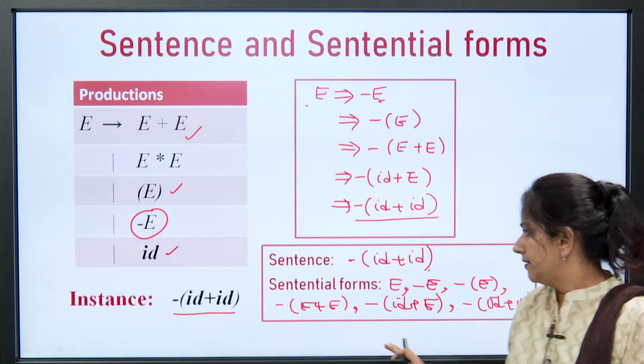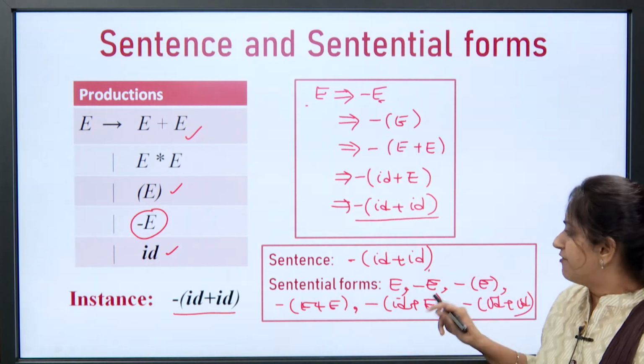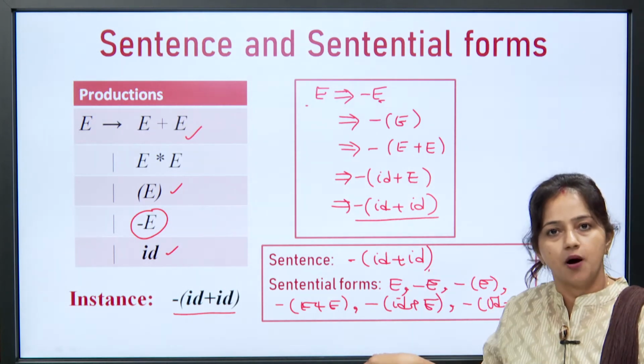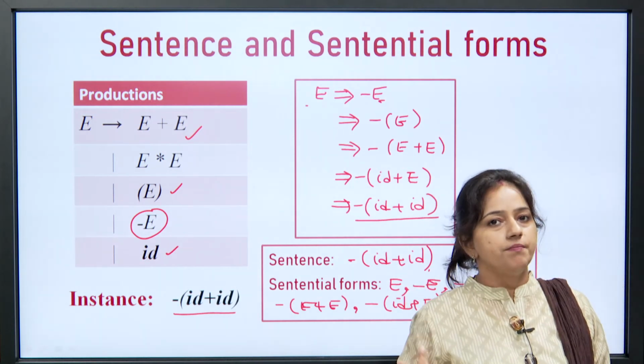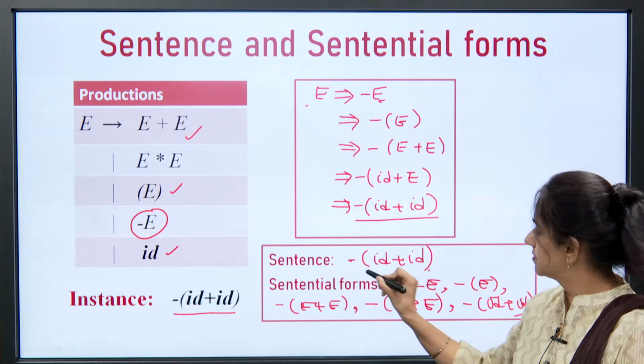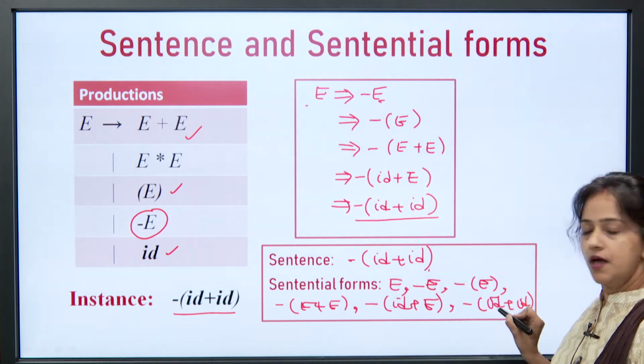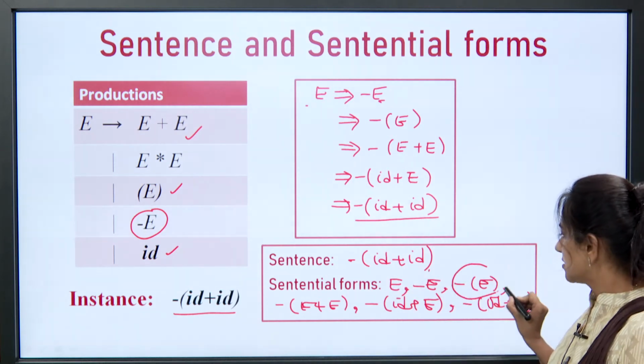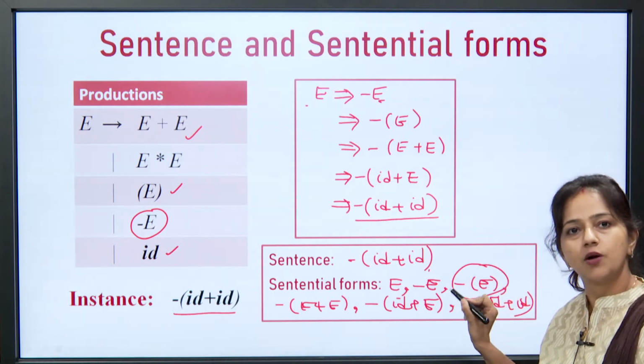Now, the important point is that every sentence is a sentential form, but every sentential form is not a sentence. For example, this is one sentence, this is also a sentential form, but if we look at this one, it is only a sentential form, it is not a sentence.